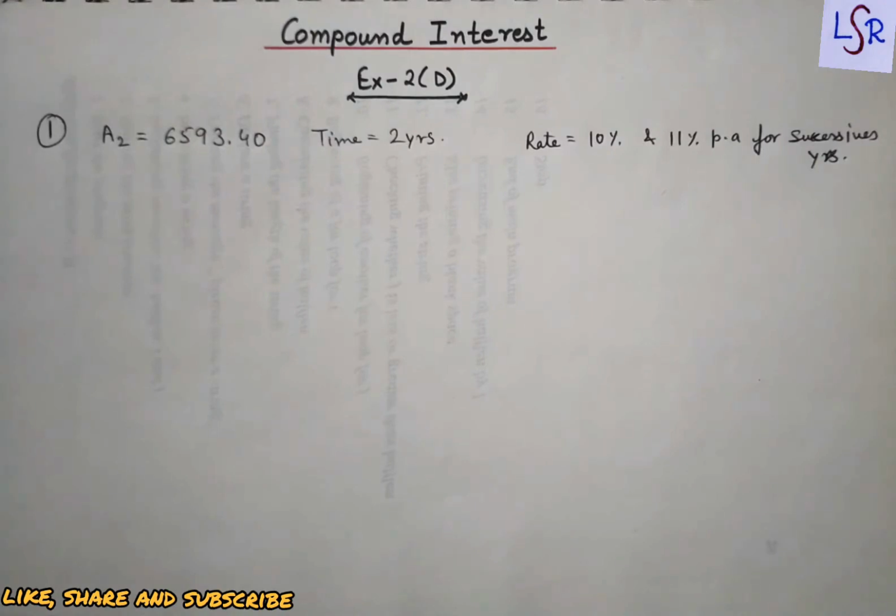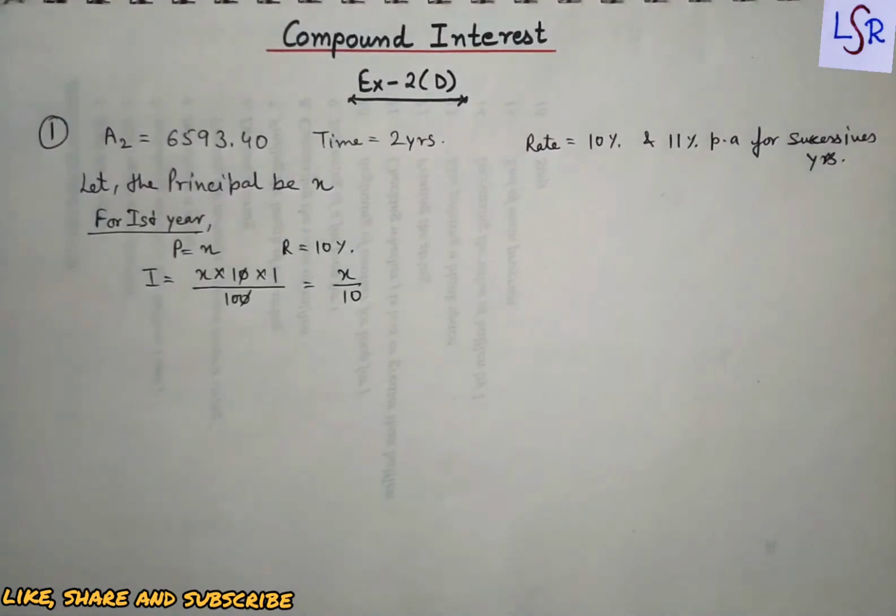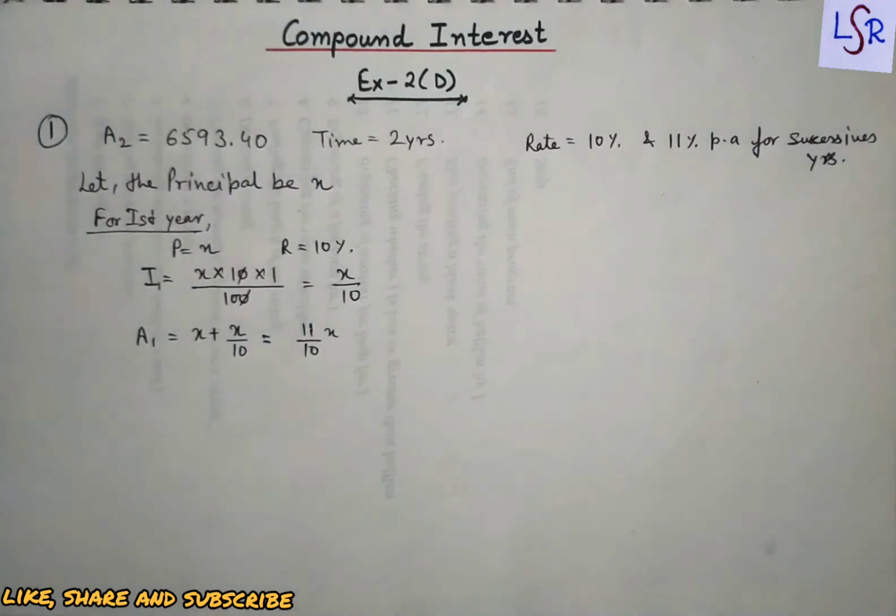It is, what sum will amount to rupees 6593.40 in 2 years at compound interest if the rates are 10% and 11% for the two successive years. Here let the principal be x. Now the principal for the first year is x, the rate is 10%, and the interest we have got is x upon 10. And the amount at the end of the first year will be 11 upon 10 x.